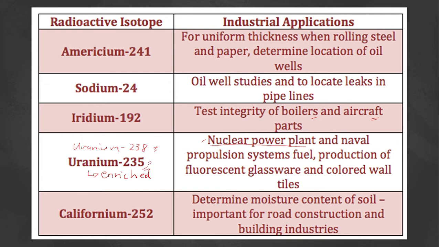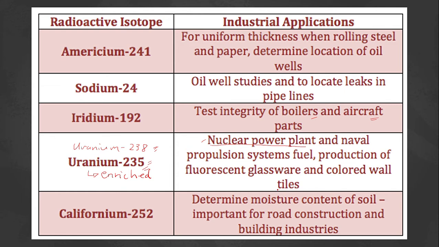Okay, last one is californium-252. It is used to determine moisture content of soil, important for road construction and building in the streets. So, halimbawa, kung ikaw ay isang civil engineer, gusto mong malaman kung pwede na bang padaanan sa mga sasakyan yung kalsada na ginawa mo, o kaya yung building na ginagawa mo, pwede na bang patayuan ng another floor? Okay, tuyong-tuyo na ba yung semento na binuhos ninyo dun sa layer na yon, sa floor na yon? So you can use a device that uses californium-252 to detect the moisture content.